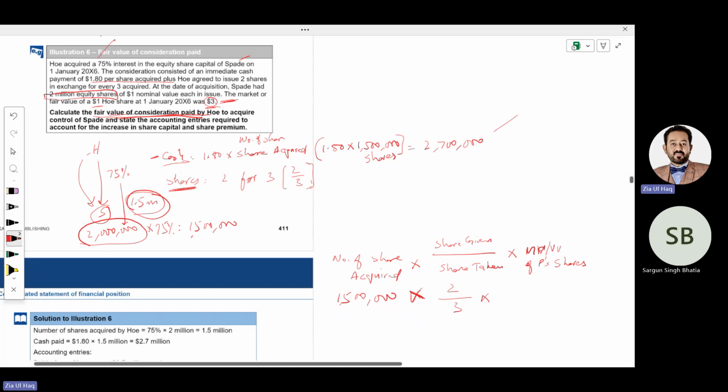For the remaining amount, instead of paying cash, we have given our shares to the subsidiary. Either they can keep the shares or they can sell them. It's up to them. How have we given? H agreed to issue 2 shares in exchange for every 3 acquired. Meaning if we have acquired 3 shares from you, we will give you 2 shares. Meaning 2 for 3. How much have we acquired? 1.5 million. We will apply 2 for 3.